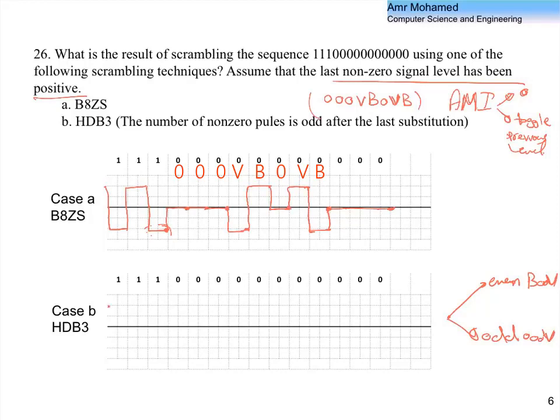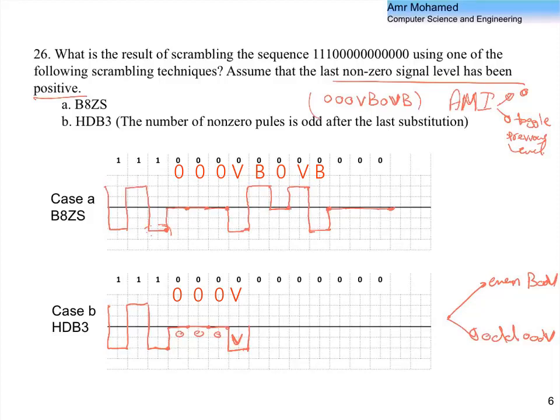If it's 1, and it was positive, then we go negative. Then it's 1, we go positive. Then it's 1, we go negative. Then we have 4 consecutive zeros. For these 4 consecutive zeros, the number of previous ones is odd. Then we go 0, 0, 0, and then V. So this is V, and this is 0, 0, 0.